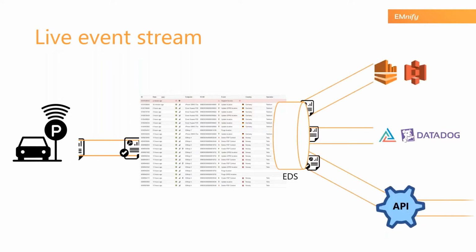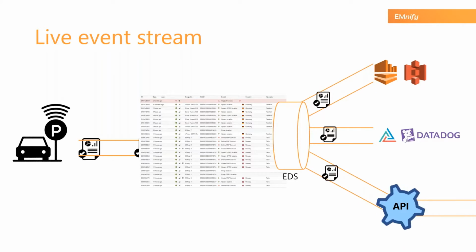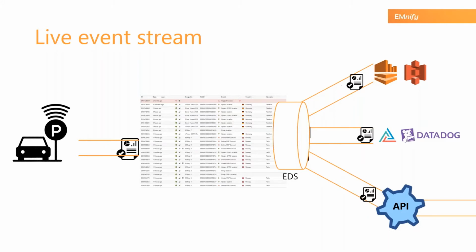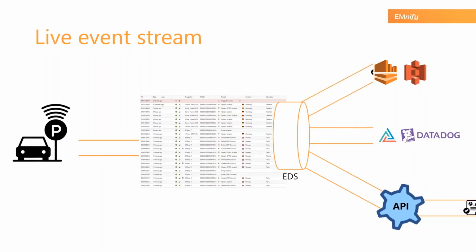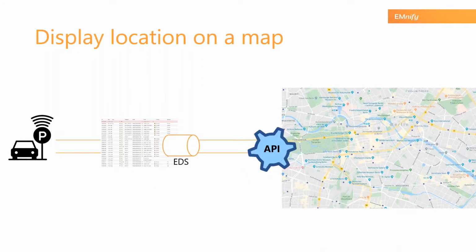So we have already integrated specific tools such as AWS S3 and Kinesis, but we also enable you to integrate the RESTful API of your own tools, and this is what we will do today. The end result will basically look like this. We will have the event data streamer, and we will have integrated the RESTful API in order to display the location of our SIMs on Google Map.